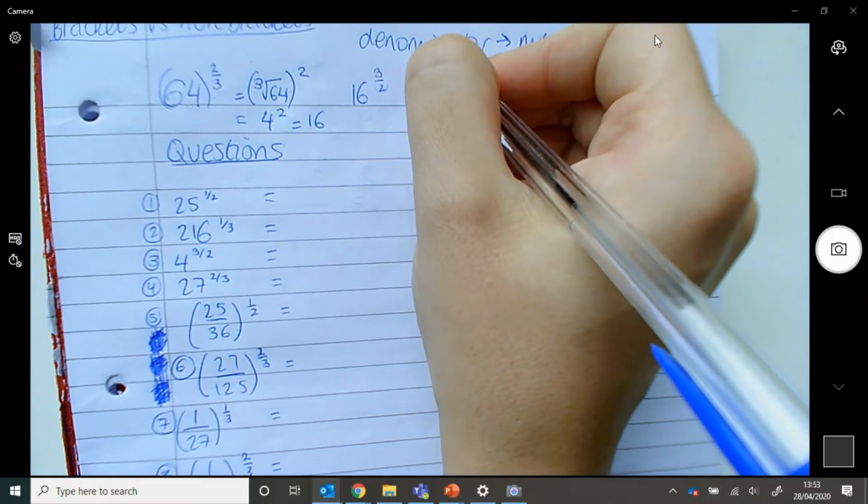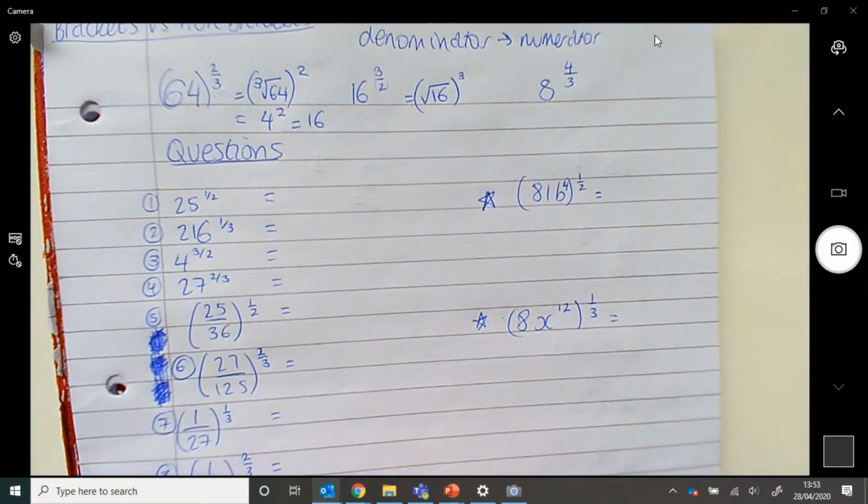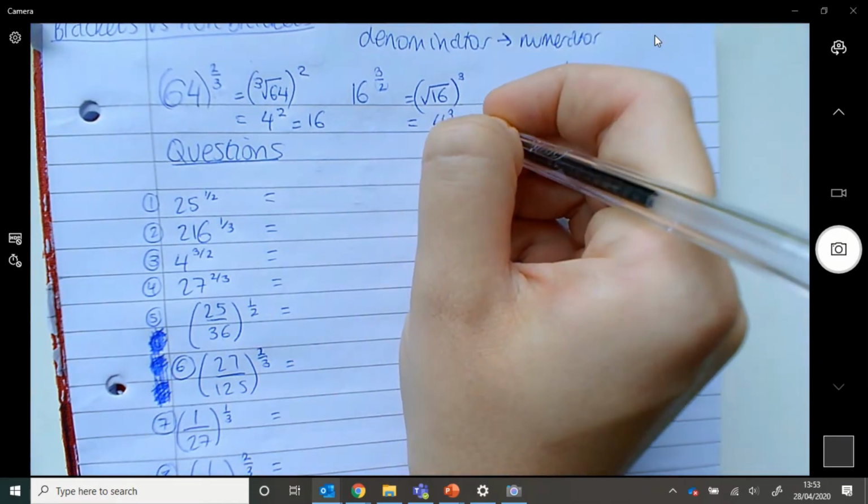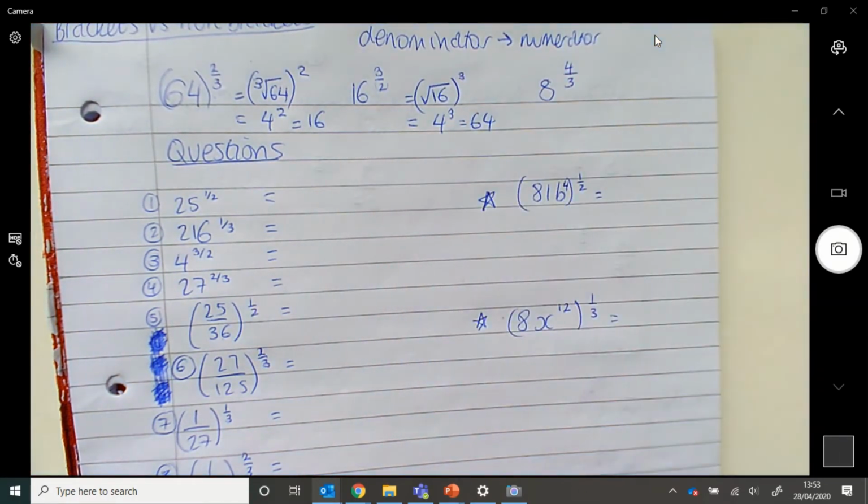I've still got a power of 3 left, so that tells me to square root the 16 and then cube it. If I square root 16, I get 4. If I cube that, I get 64.